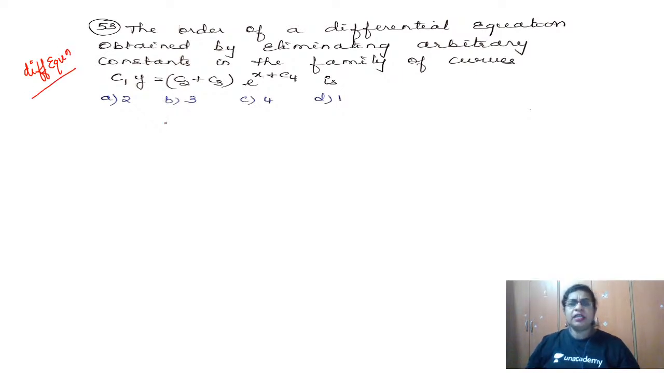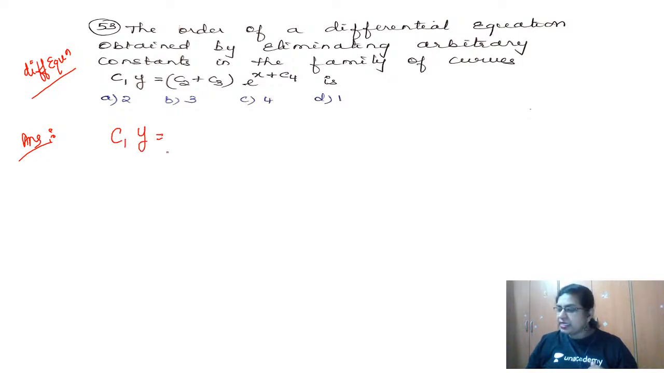So what is given here? The order of the differential equation obtained by eliminating, that means getting rid of, the arbitrary constants in the family of curves C1 y is equal to (C2 plus C3) whole into e power (x plus C4). So you have to eliminate the arbitrary constants and tell me the order. How to get that? I have one simple logic for you. Yes, here we go for that simple logic. Now, what is given to us?